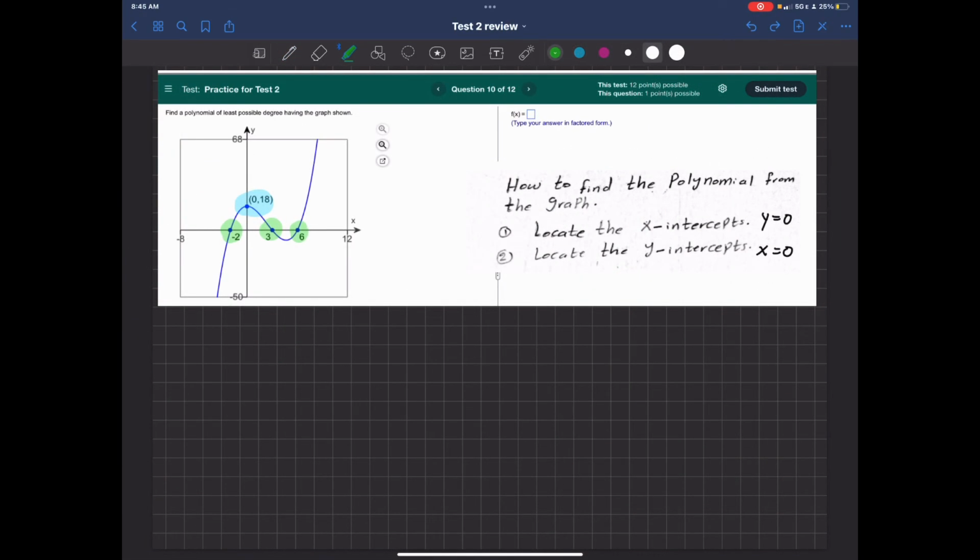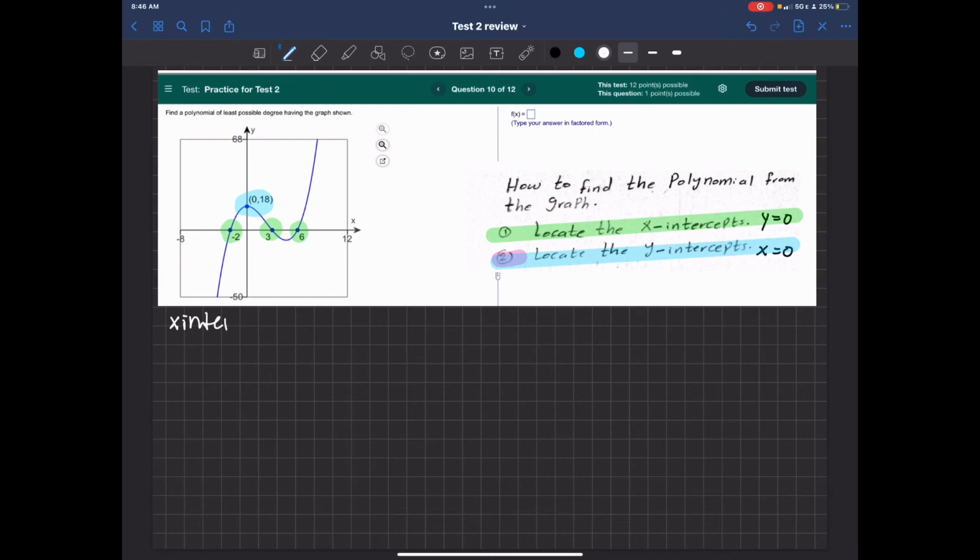Find a polynomial of least possible degree having the graph shown. So this is an odd positive function. So on how to graph a polynomial, we need to locate the x-intercepts first. So that's where y equals 0. Okay, so that's everything in green. And then we need to locate the y-intercept, and that's where x equals 0. And we're going to do that in blue.